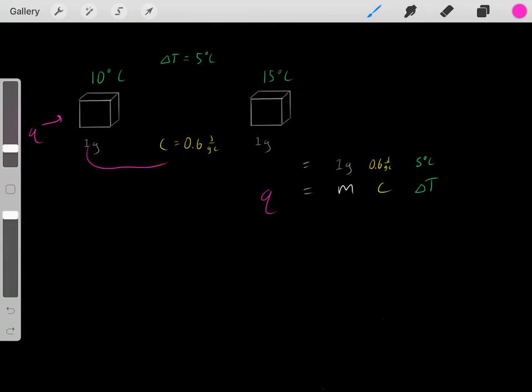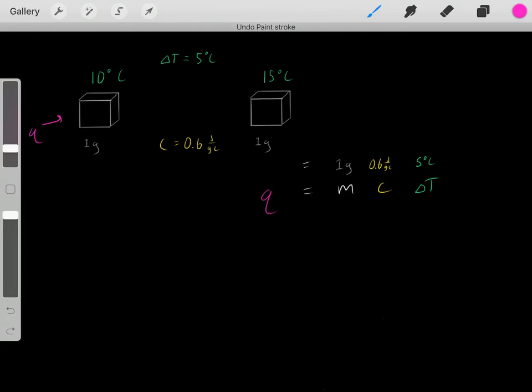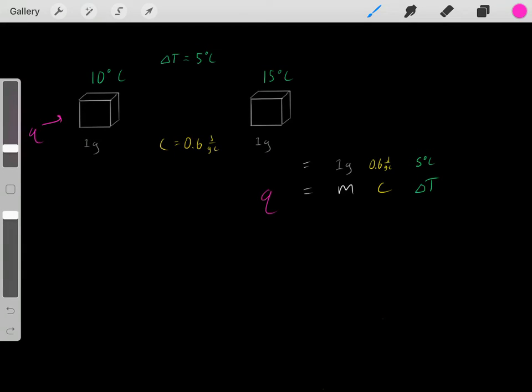Well, again, we know the mass of the object, we know the specific heat capacity, and we know that once we added this heat, its temperature increased by 5 degrees Celsius. That was the change in temperature. So under these conditions, the amount of heat must have been 3 joules. We could just solve this algebraically, and we would get a heat of 3 joules.